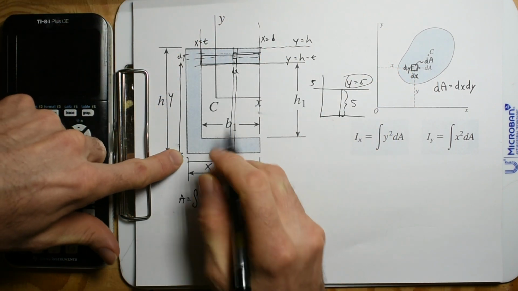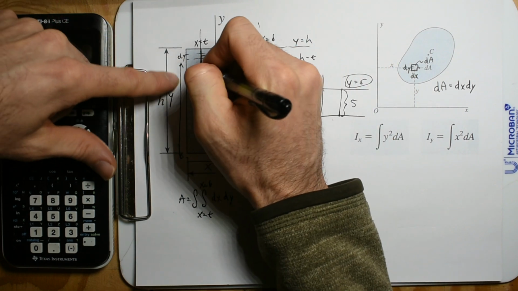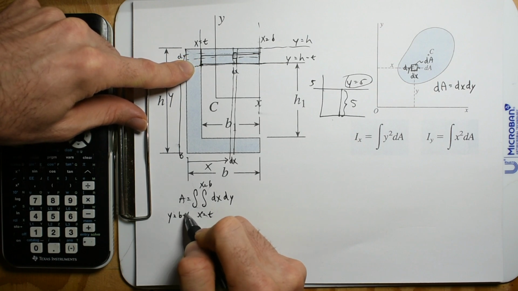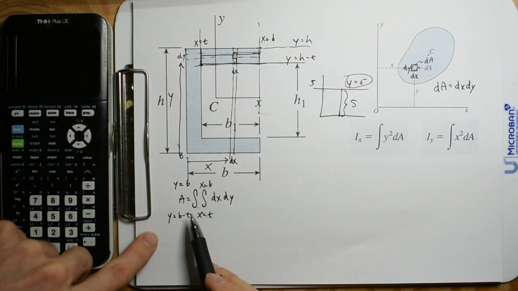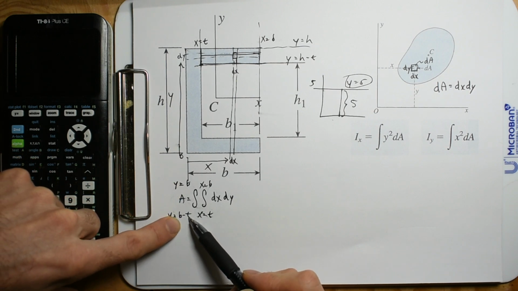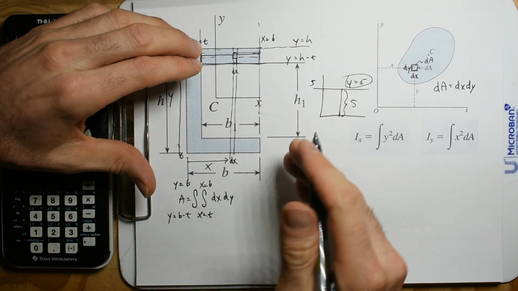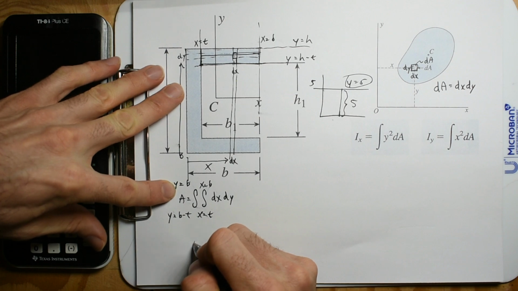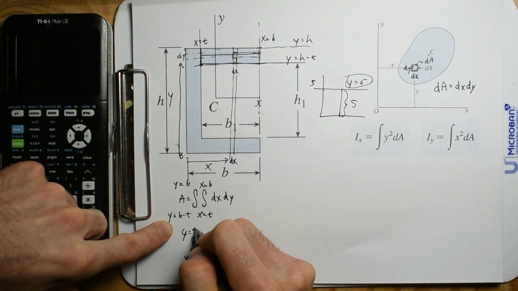If my origin is down here, I'm going to be integrating from this value of y to this value of y. So from y equals b minus t to y equals b. And you can see that b minus t just becomes that thickness t. So I really didn't have to do this. You could change your axes and just do this last integral from y equals 0 to y equals t.